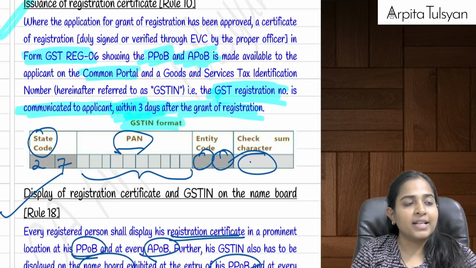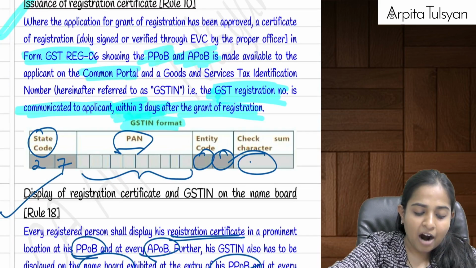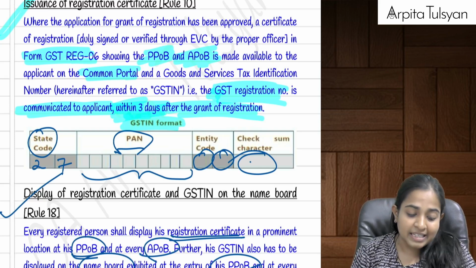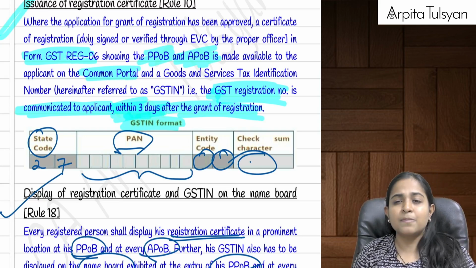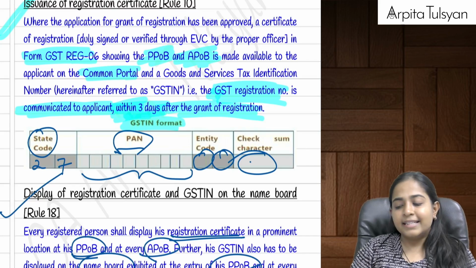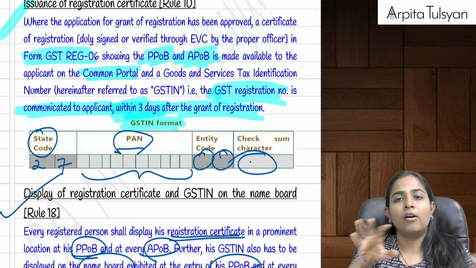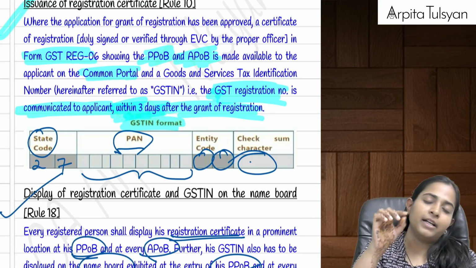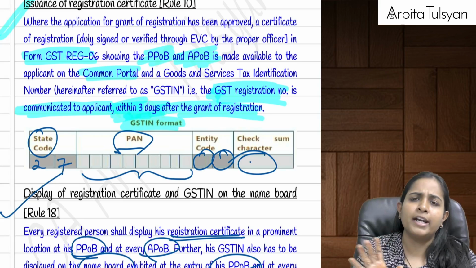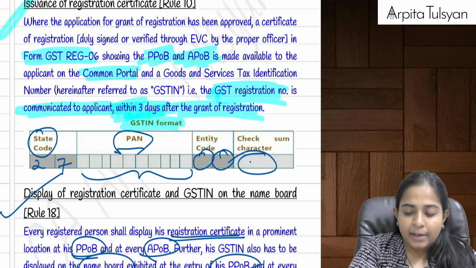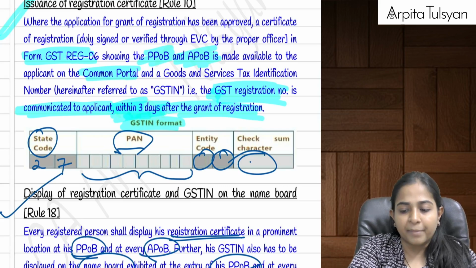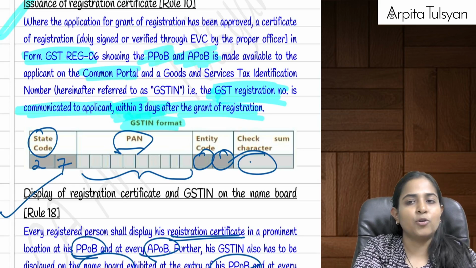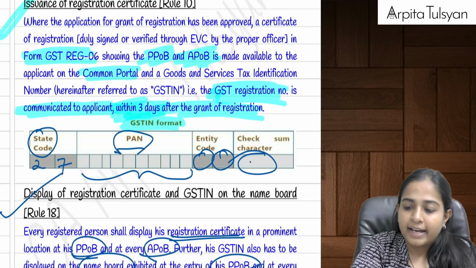Yes, and once your application has been approved, after that a certificate of registration in form number GST REG 06, which will show your place of business, principal place of business, additional place of business, this will be uploaded on the common portal. Obviously not a public document, but once you log in to the GST website, it will show you that this is your registration certificate. You can download that certificate and you can keep it, and GST number, registration number, which is a PAN based GST registration number, that will also be communicated to the applicant within 3 days of grant of registration.